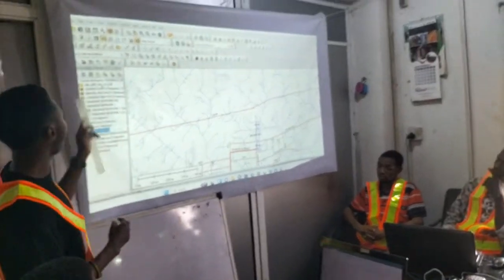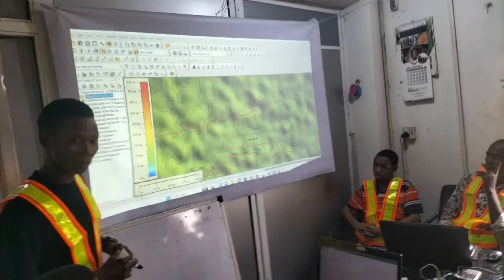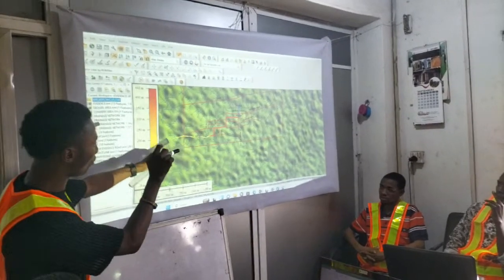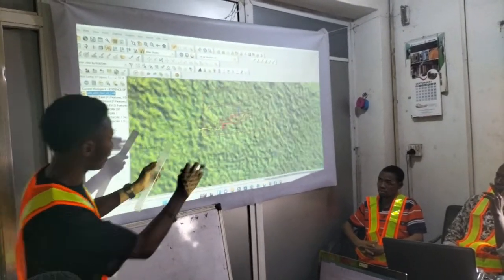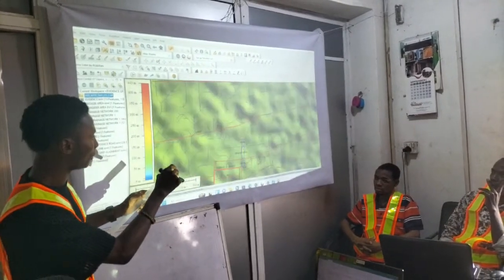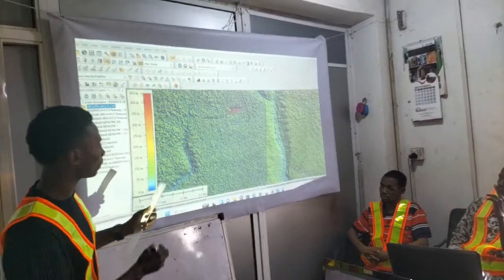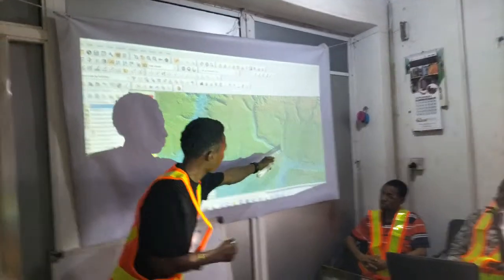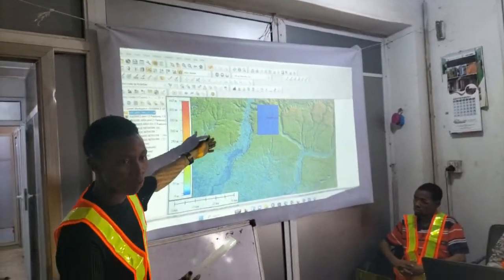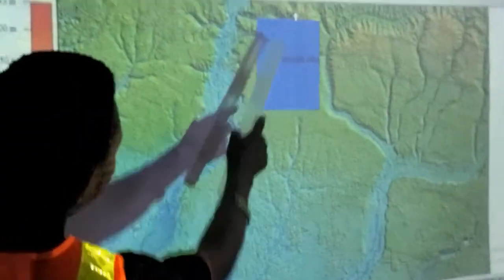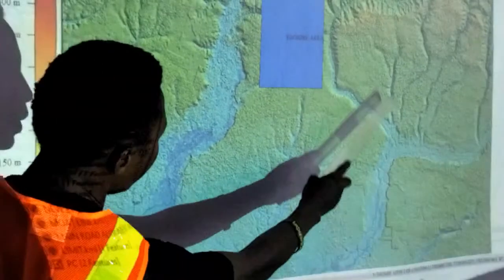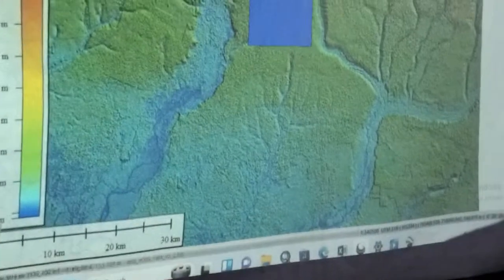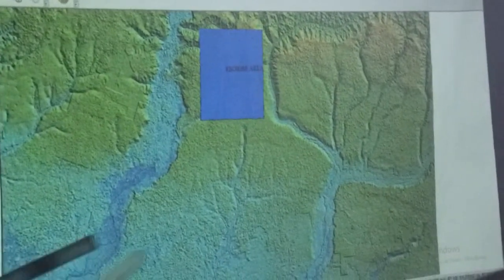Since we have imported our digital elevation model, zoom out a bit so you can see the flow path. You see this natural flowing path. This is a digital elevation model downloaded from USGS. This is our study area, and these are the flow paths in blue. These are natural vegetations. You can see that the lowest part is blue, -9 meters below the mean sea level. You can see these are flow paths.